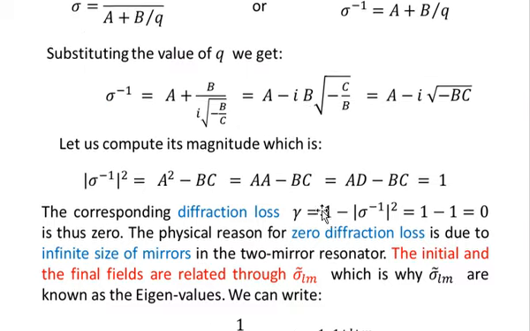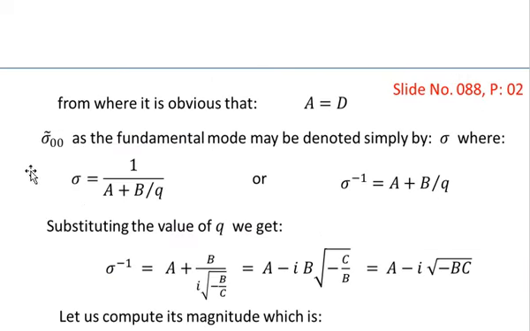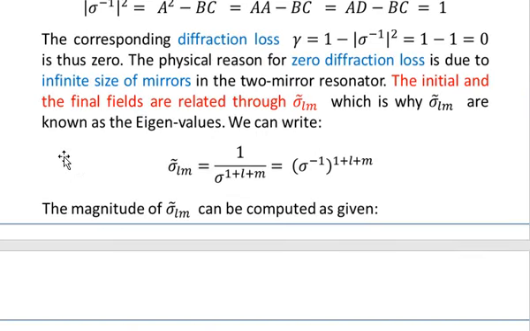You know that sigma inverse or sigma is actually related with the fundamental mode of sigma prime 0 0. So for any other modes, that is, sigma prime Lm is related to the initial sigma through this relationship. That is, sigma prime Lm is equal to 1 over sigma raised to power 1 plus L plus M, and this whole can be written as sigma inverse raised to power 1 plus L plus M. The magnitude of sigma prime Lm can be computed as given.